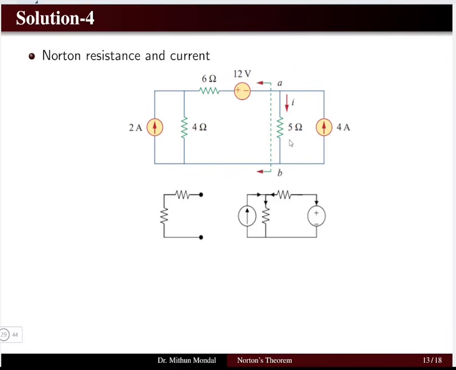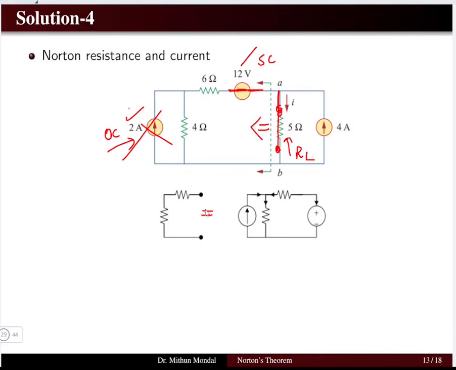Once we remove this 5 ohm resistor, which is basically a load resistor, we disconnect these independent sources, that is, we short circuit the voltage source and open circuit the current source. So this part will be removed from the network, this will be short circuited, and this part is open circuited, because we need to find the value of the resistance, and we have to see the circuit from this end.